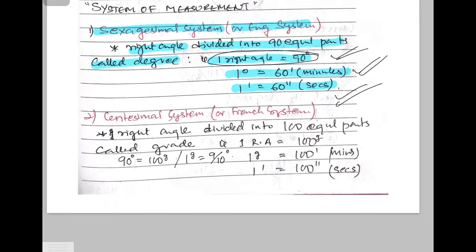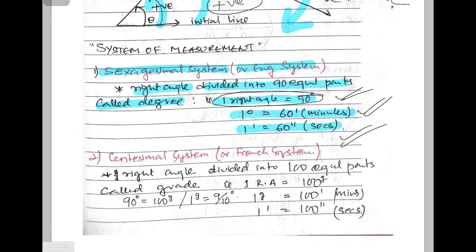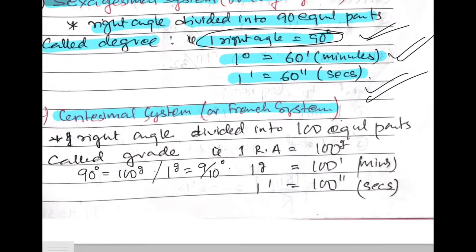Okay, next we have the centesimal system, or the French system. This is quite different. This is very, very rare. We do not use it normally. In class 9 and 10 trigonometry, we haven't used it, but it is equally important.